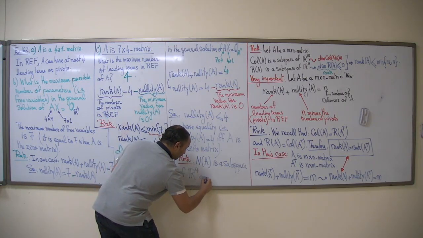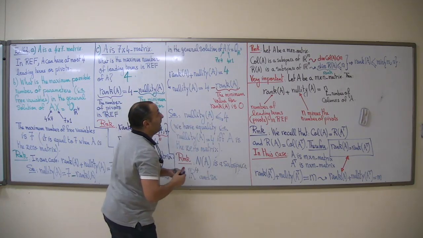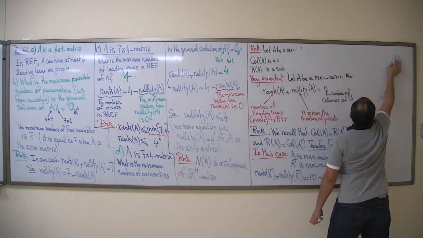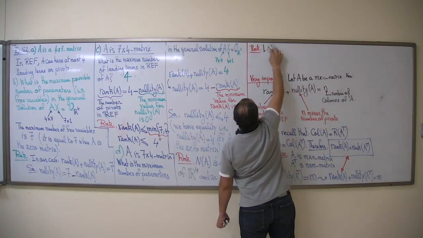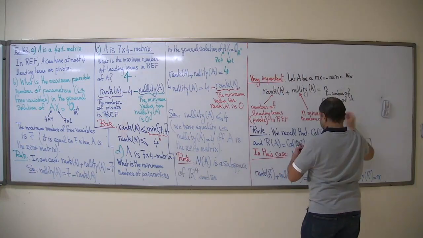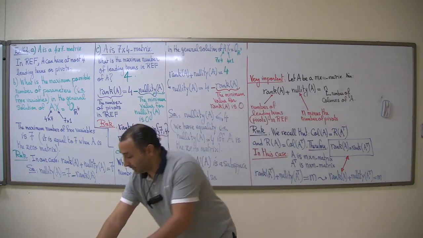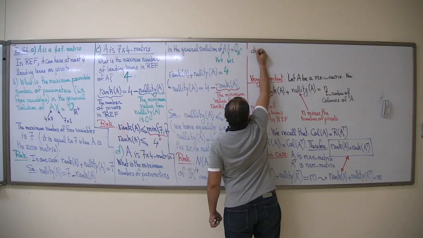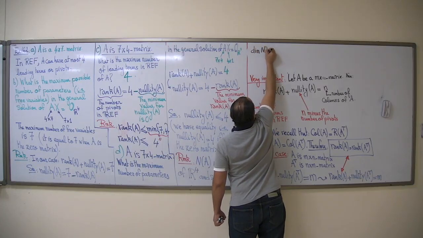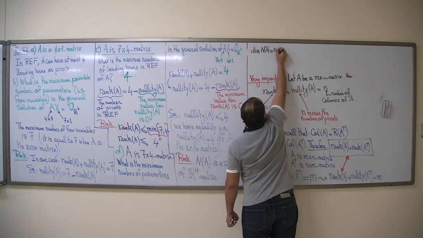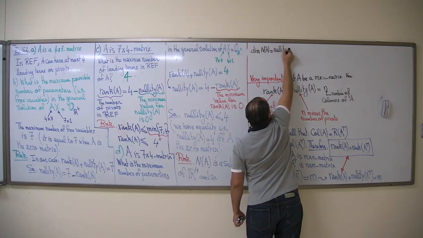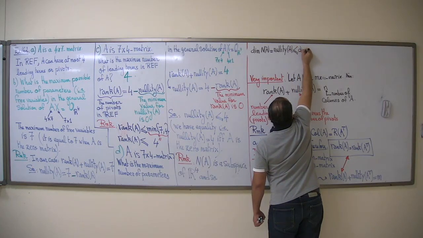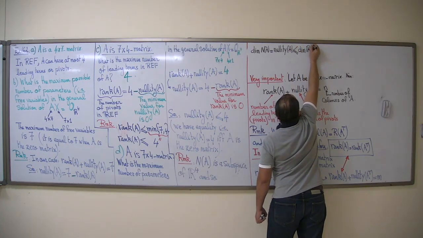And so the dimension of N(A), which is by definition the nullity of A, will be less than or equal to the dimension of R4, which is equal to 4.